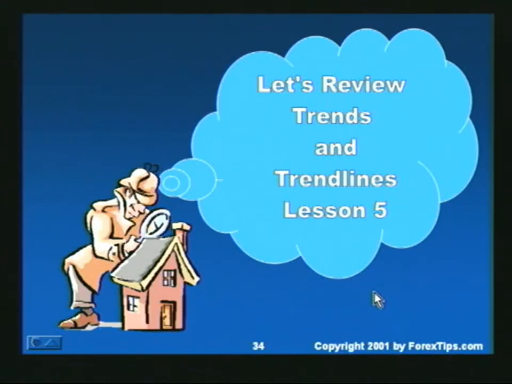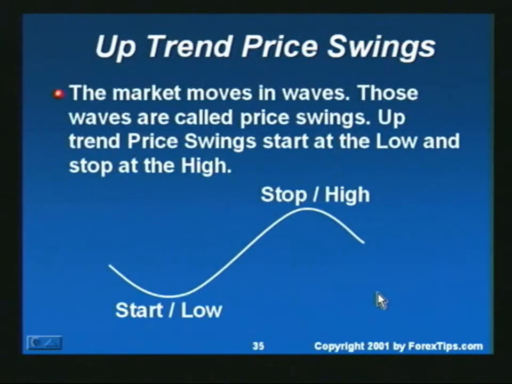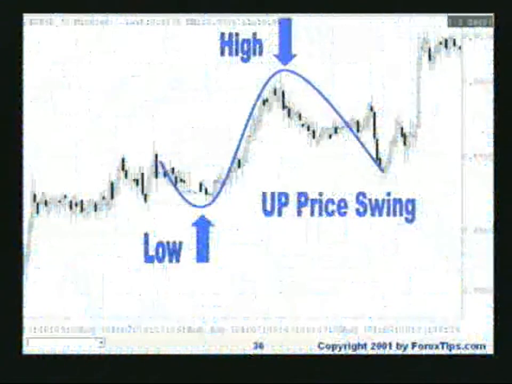To also help you in this lesson, I'm going to do a quick review on trends and trend lines, which is Lesson 5. The market moves in waves. Those waves are called price swings. We discussed price swings in detail in Lesson 7, which is price swings and Fibonacci numbers. But in an upswing, you start at a low and stop at a high in monitoring an upswing.